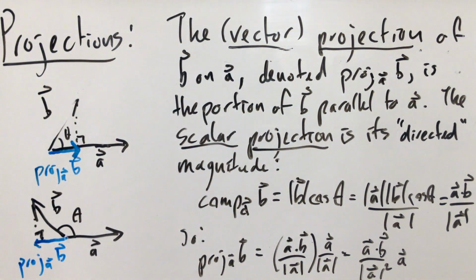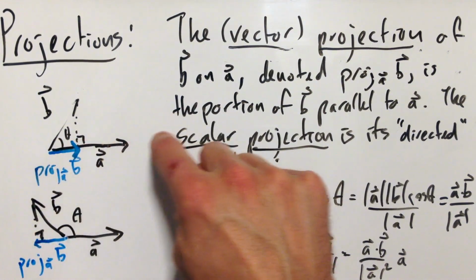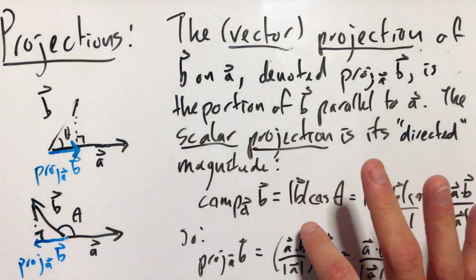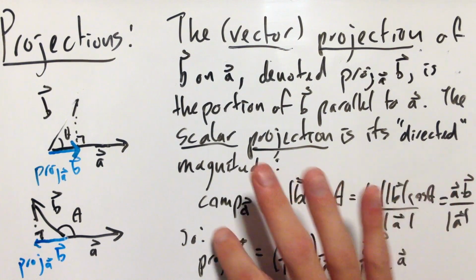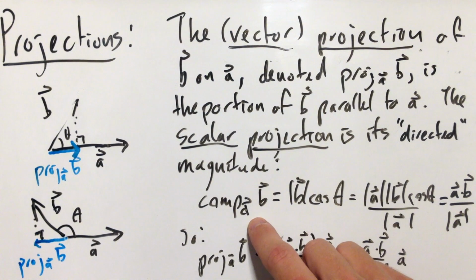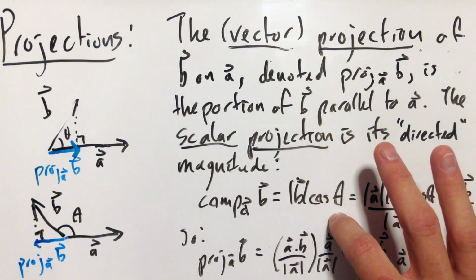So that's our projection. Now the scalar projection of B along A is the quote-unquote directed magnitude of this vector. And by directed, I mean we take it to be positive if we're going in the direction of A, and negative if it's going the opposite direction of A. Well, looking at this picture, it's not too difficult to see that this scalar projection, which we denote comp, that stands for component, so comp subscript A of B, is equal to the magnitude of B times cosine of theta.